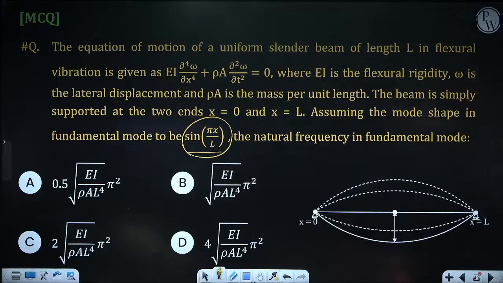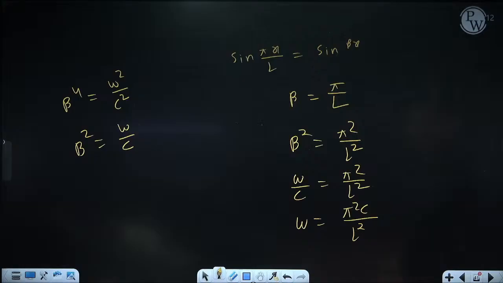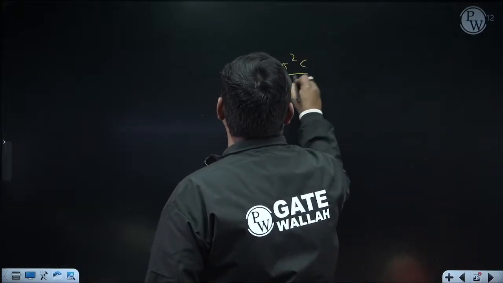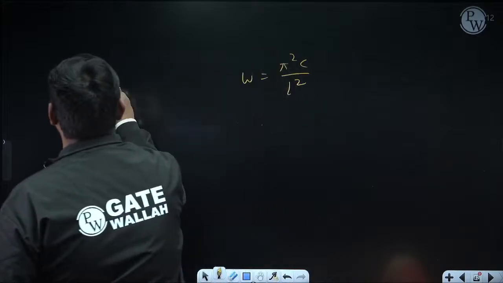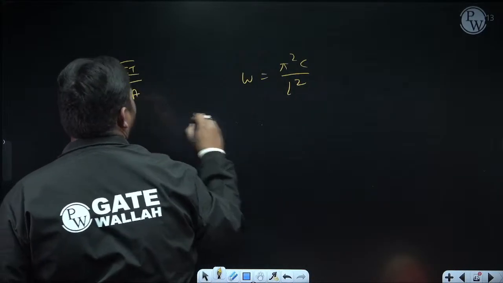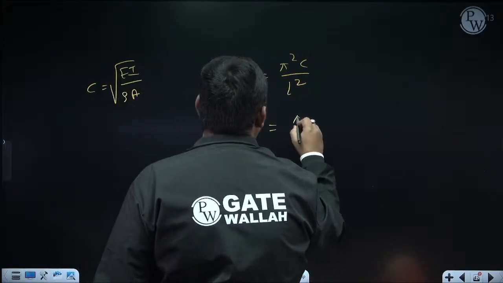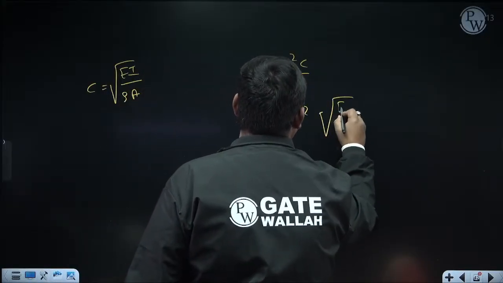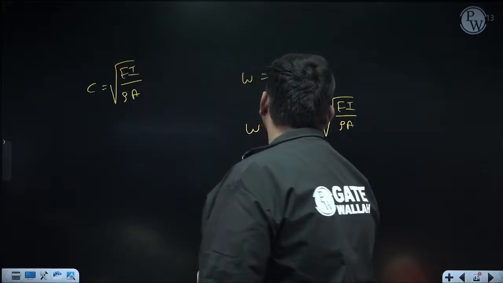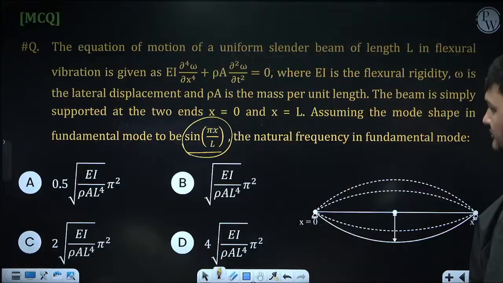Now the formula of c. The formula to calculate c is root over EI by rho A. So it is pi square root over EI by rho A upon L square. Now see, matching with which option?